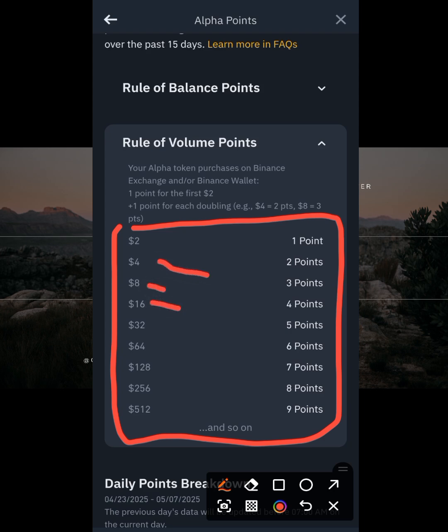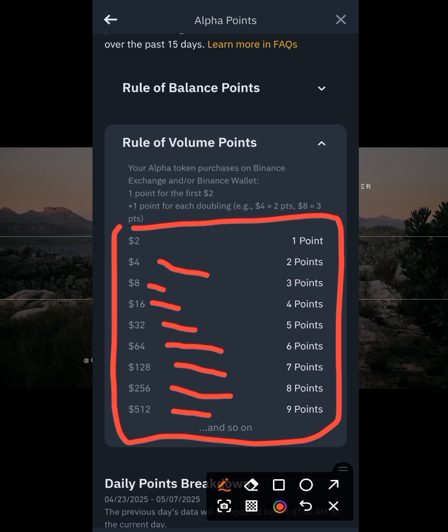8 times 2 is 16. 16 times 2 is 32. 32 times 2 is 64. 64 times 2 is 128. 128 times 2 is 256. 256 times 2 is 512. 512 times 2 is 1024. Okay, so these are the volumes that you get to earn these points respectively.